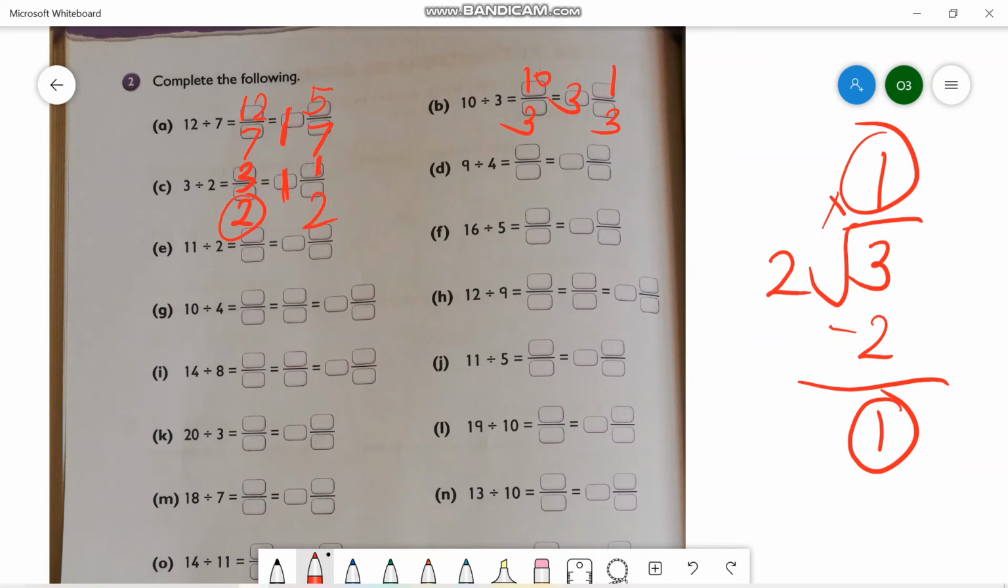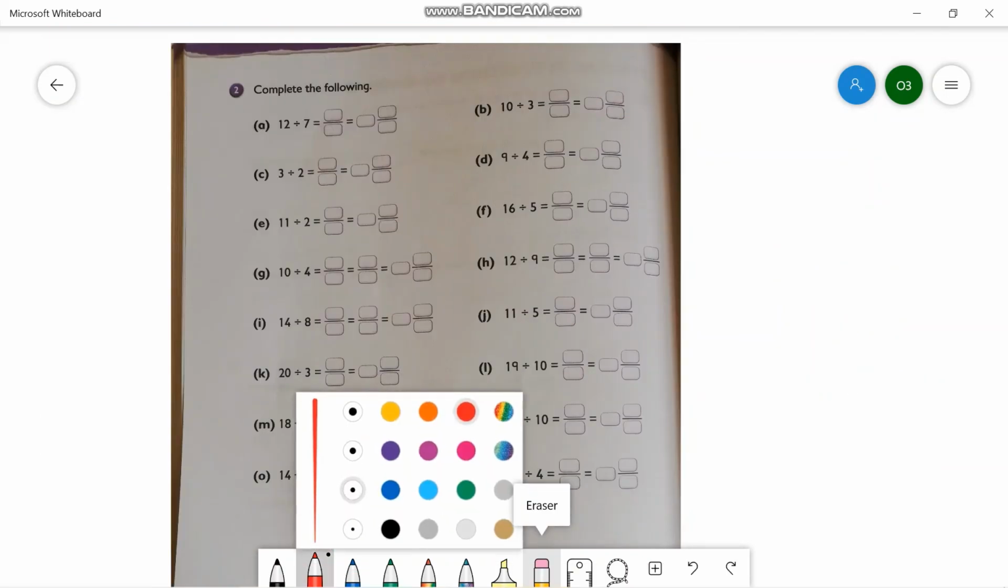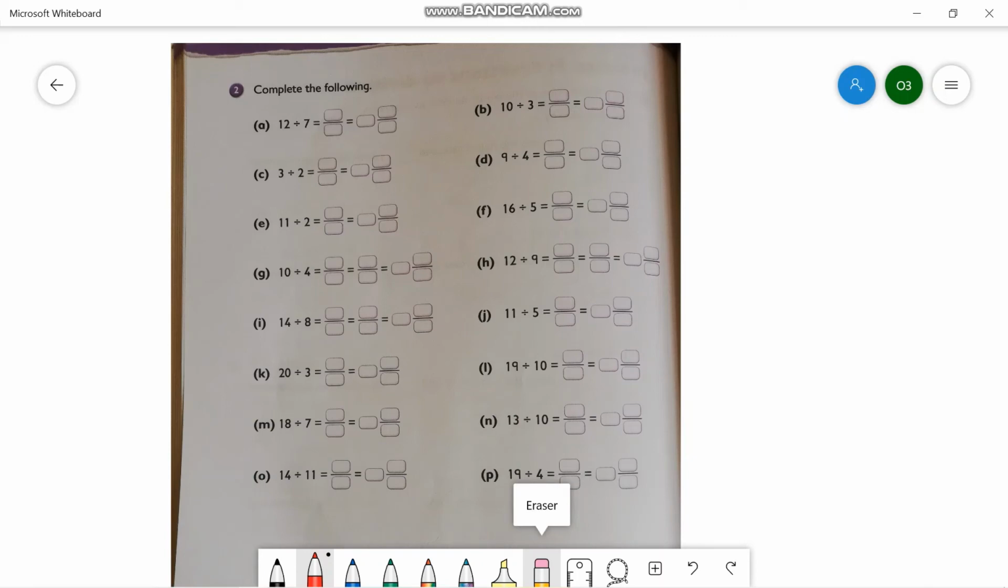Okay? Okay, so there is an exemption in question letter G, letter H, and letter I. So you will notice that there is another set of box after the first answer. Okay, so what does it mean? We have to simplify first the fraction and then get the mixed number.